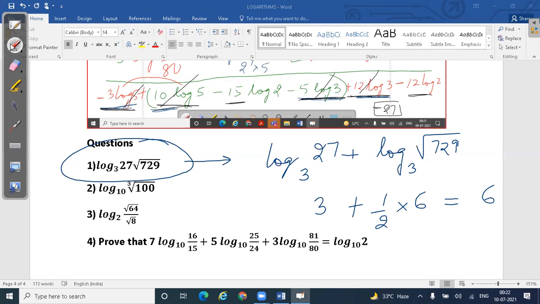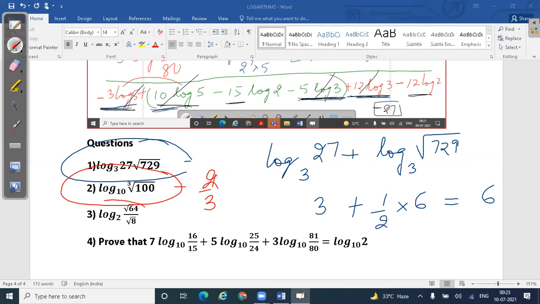Anybody got the answer for the second one? That's right. It's going to be 3 by 2. Same method, nothing different. Take that 1 by 3 out using the power rule. 100 would be 10 square. So 1 by 3. Oh, I made a mistake here. So it would be 1 by 3 into 2. Yeah, 2 by 3. Right? So that is a mistake I made.